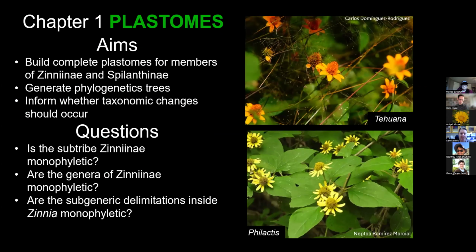So I don't have time to go through the aims, but for the questions for sure, we want to know: is the subtribe Zinniinae monophyletic? Are the genera inside Zinniinae monophyletic? And are those subgeneric delimitations that Torres came up with monophyletic?